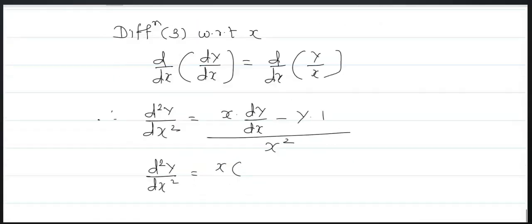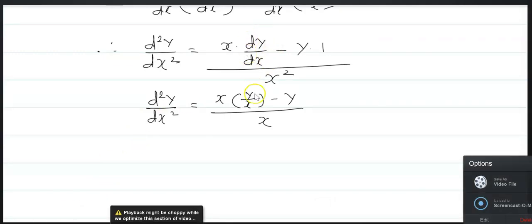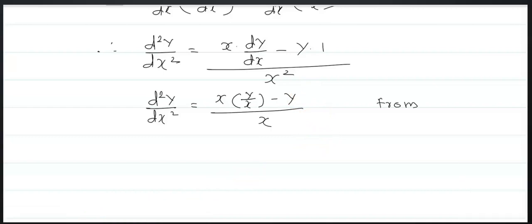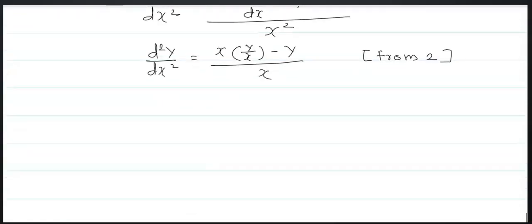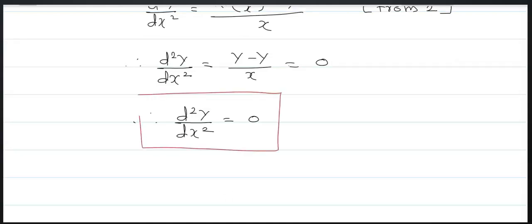This is x. What is the value of dy/dx? The value of dy/dx is y upon x. We have substituted the value of dy/dx, which is y upon x. This x into x cancels. y minus y, that is 0. 0 upon x, which is 0. Therefore, d²y/dx² equals 0. This is what we wanted to prove.